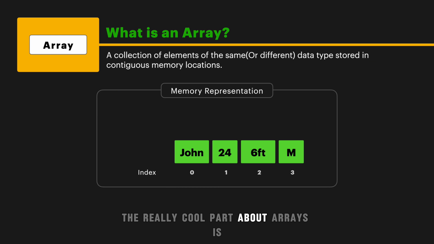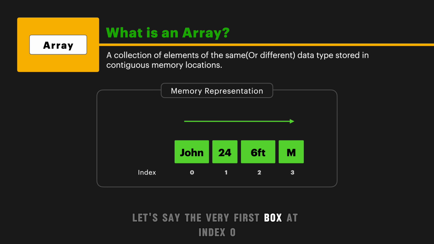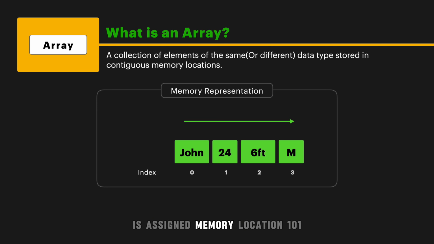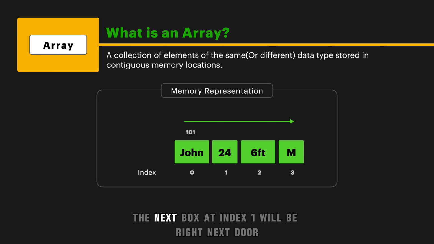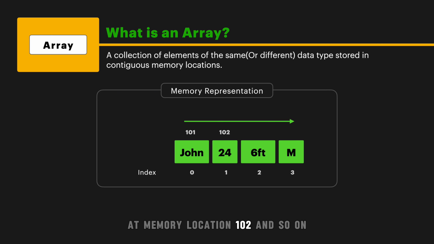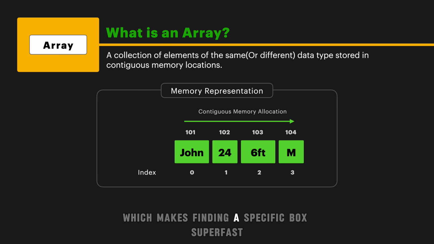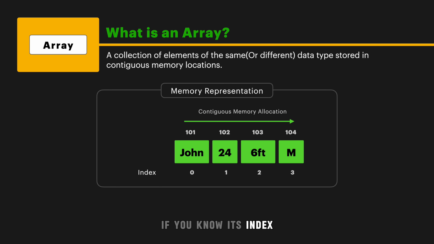The really cool part about arrays is how they live in the computer's memory. It's like having addresses for each box. Let's say the very first box, at index 0, is assigned memory location 101. Because arrays like to stay together, the next box, at index 1, will be right next door at memory location 102, and so on. They're all lined up neatly in a row, which makes finding a specific box super fast if you know its index.